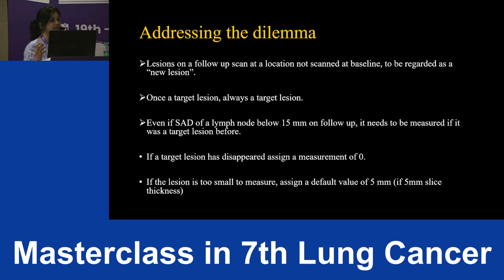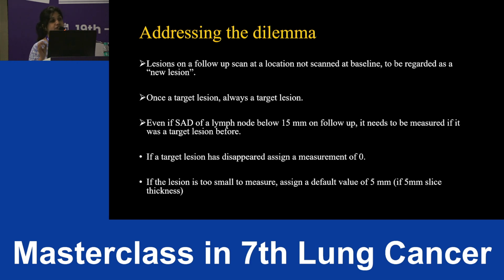So, addressing the dilemma. If a lesion on a follow-up scan is at a location which is not scanned at baseline, then it has to be regarded as a new lesion. Once a lesion is target, you cannot keep changing the target lesion from scan to scan. You have to maintain that as a target lesion. Now, even if a short axis dimension of a lymph node falls below 15 millimeter on the follow-up scan, it needs to be measured if it was a target at the baseline scan. And if a target lesion has disappeared, then a default value, of course, you'll have to take it as 0.